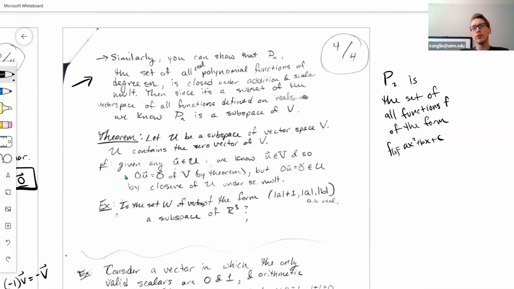But we know that the 0 scalar multiple of U has to also be the 0 vector in U, because U, in order to be a subspace, better be closed under scalar multiplication. Multiply by any scalar, including 0, it's still going to be in U. That's what it means to be closed under scalar multiplication, that requirement we had to make it a subspace. So we've got that the 0 scalar multiple of U is the 0 vector of V, but it's also the 0 vector of U. That means the 0 vector of V and U must be the same thing.